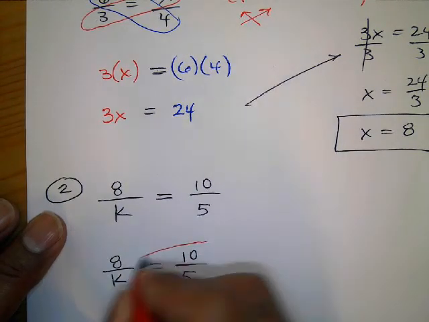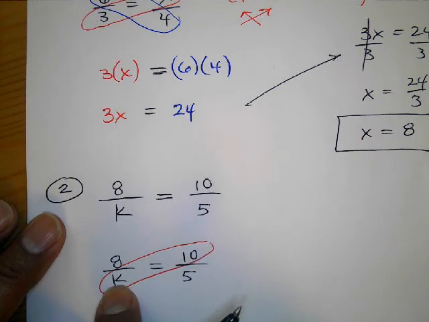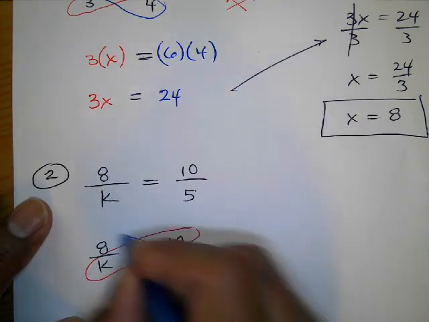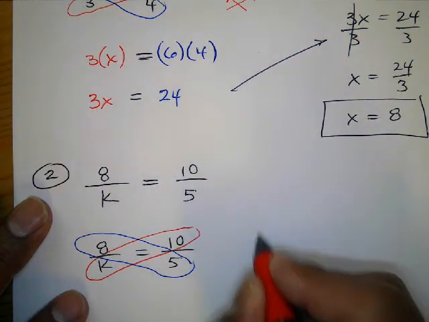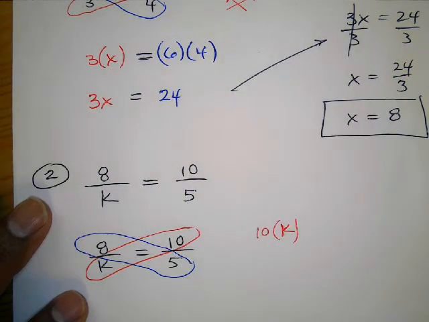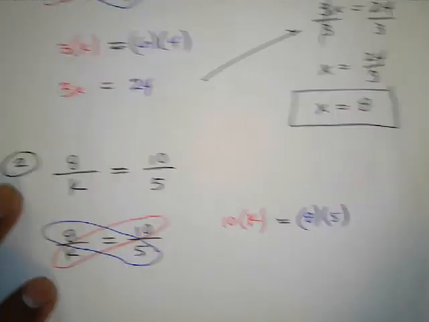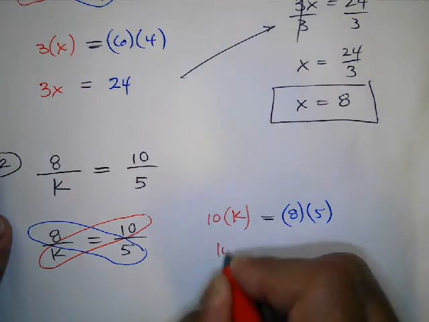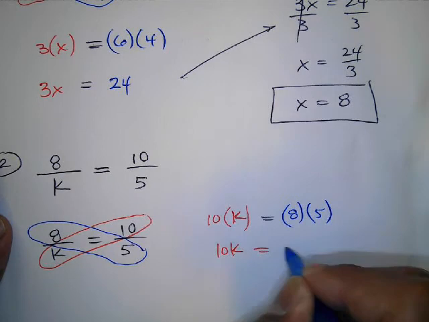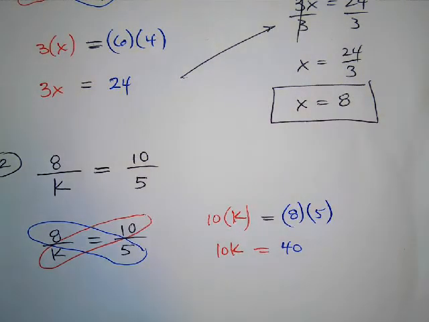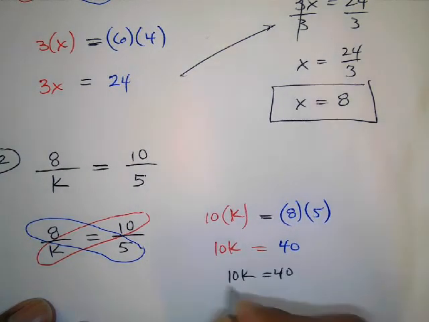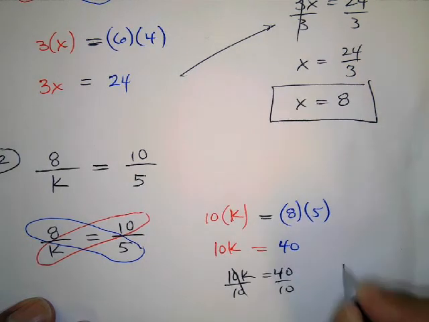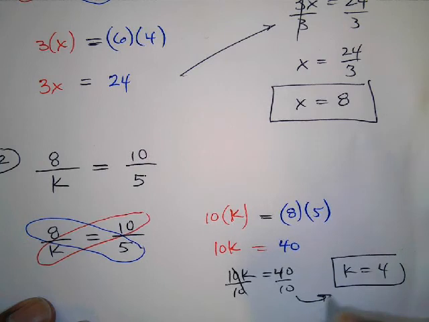So what do we do? We cross multiply, and again I start with the diagonal that has the variable first, and then I'll do the other one second. That would be 10 times k is equal to 8 times 5. So 10k is equal to 40. 8 times 5 is 40, yep. And again, you're going to get a nice even answer here. 10k is equal to 40, divide by 10, divide by 10. 40 divided by 10, k is equal to 4. Okay.